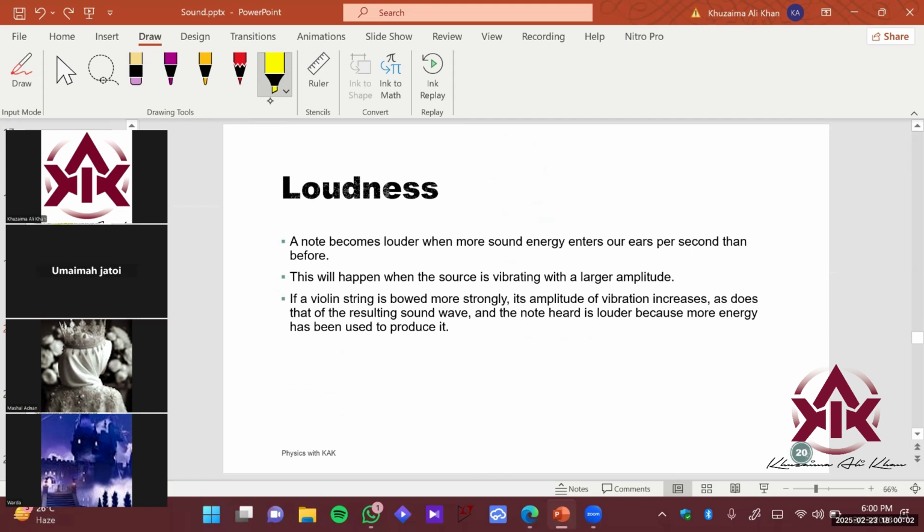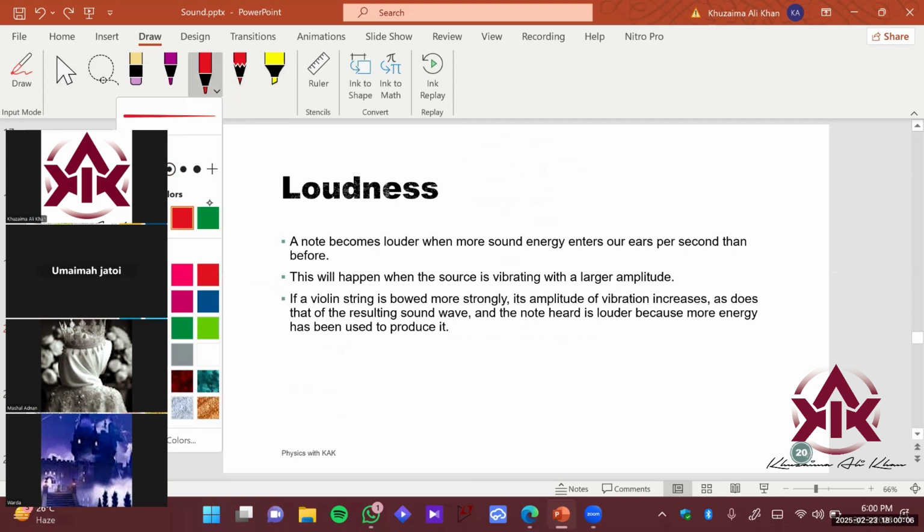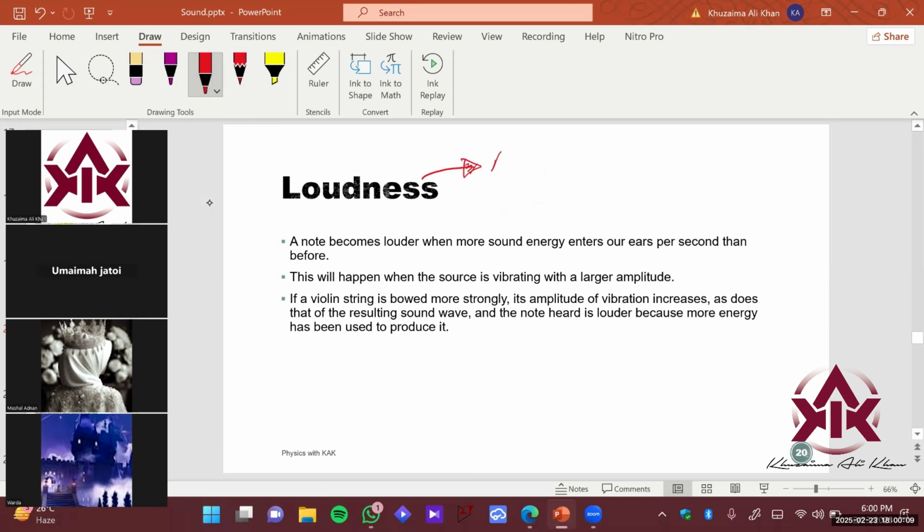Then we have loudness here, right? So if I want to summarize loudness, what is loudness? It is just the amplitude of the sound wave.